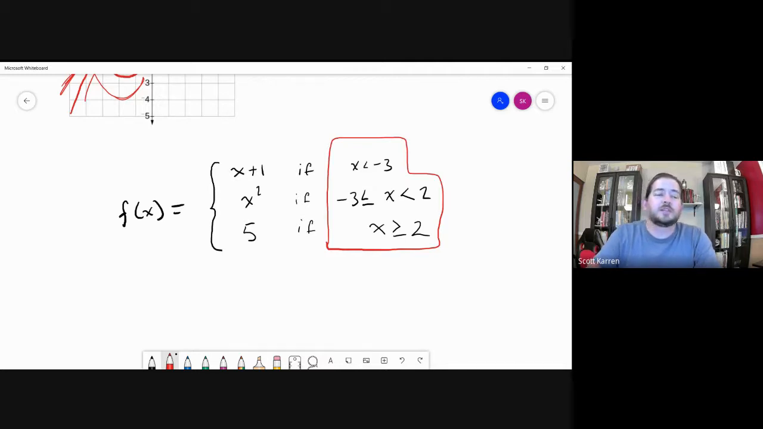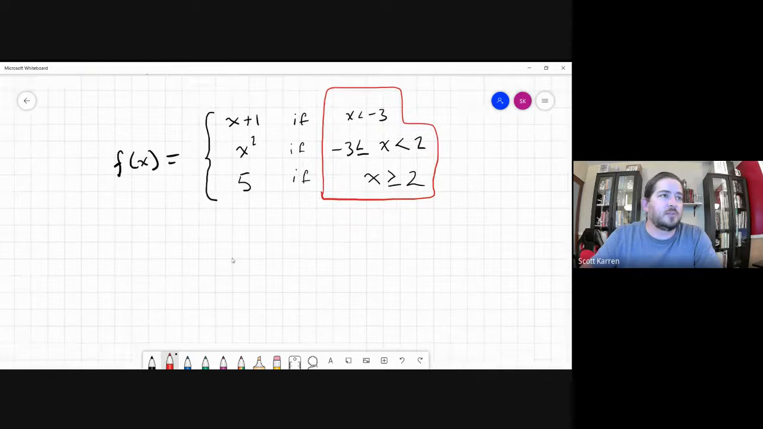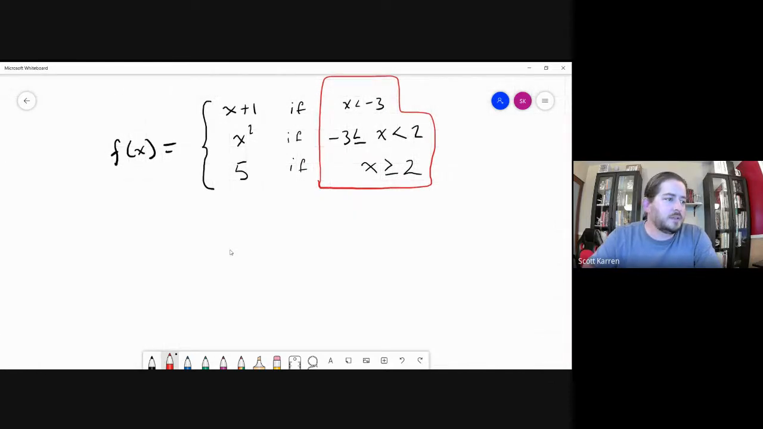So this is a piecewise function, and you might be asked to evaluate this at some values. You might be asked, what is f of 2? So you have to come over here and see where this is valid. It's not in the middle because 2 is not less than 2, and it is greater than or equal to -3, but it doesn't fit with this less than 2. It does fit with this bottom one, though. And so f of 2 is simply that constant value of 5.